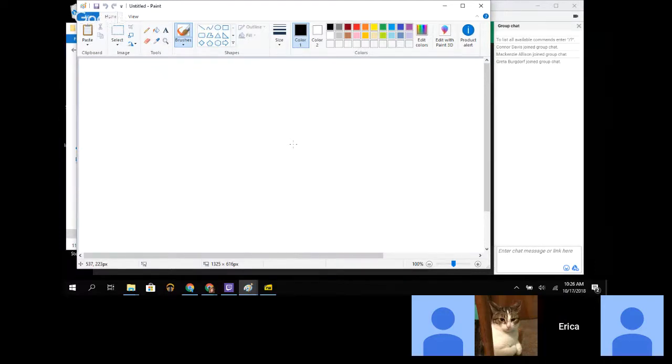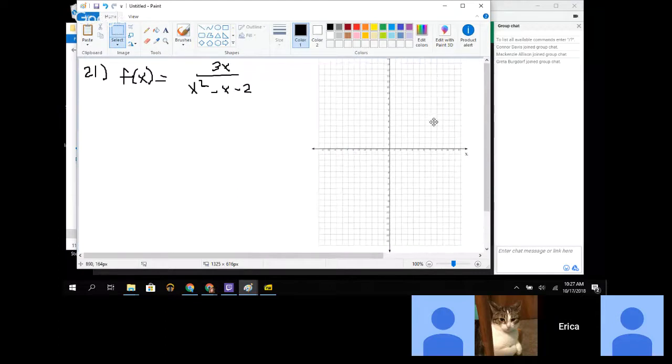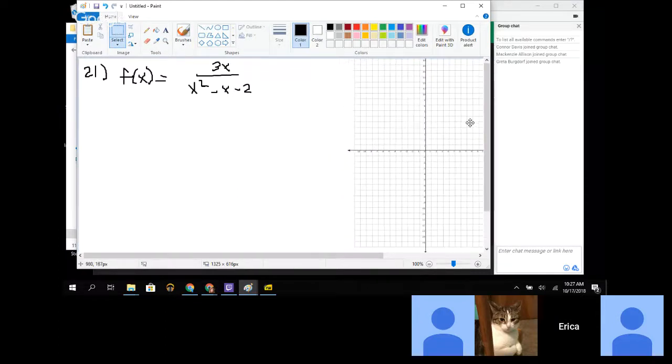Number 21 says we have, make sure I write the problem right, f of x equals 3x over x squared minus x minus 2. X squared minus x minus 2. All right, so there we go. And here's my graph off to the side that I'll work with as we go.